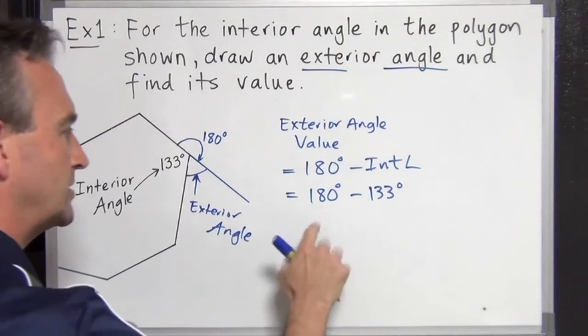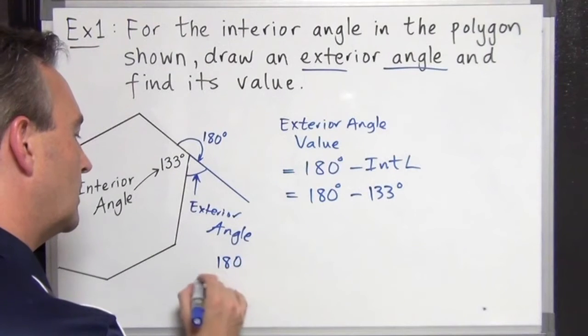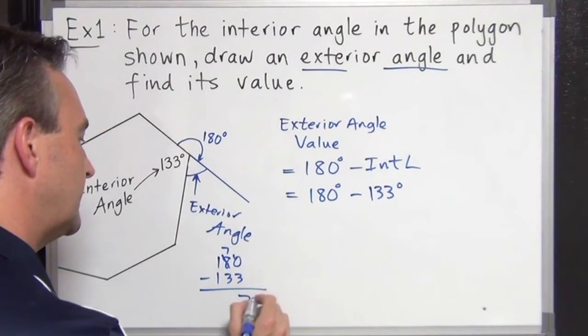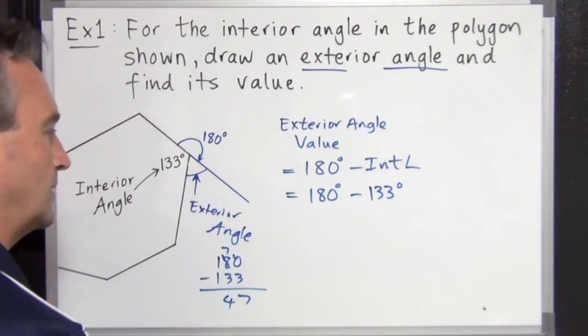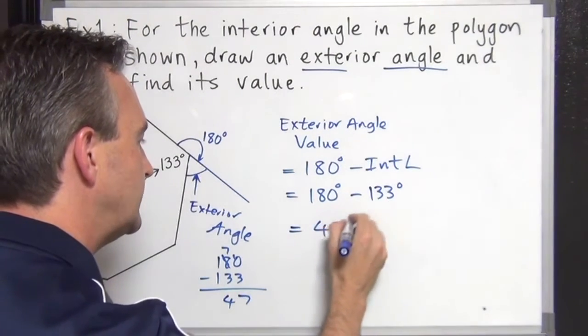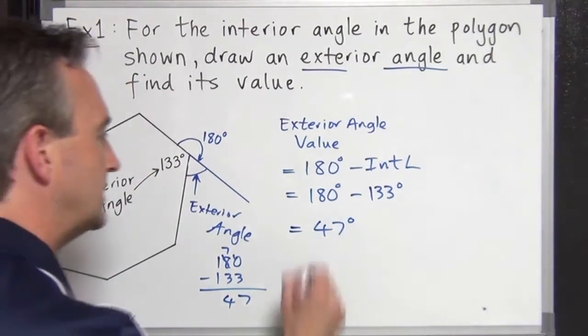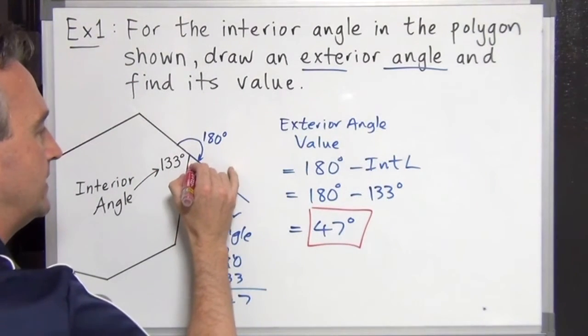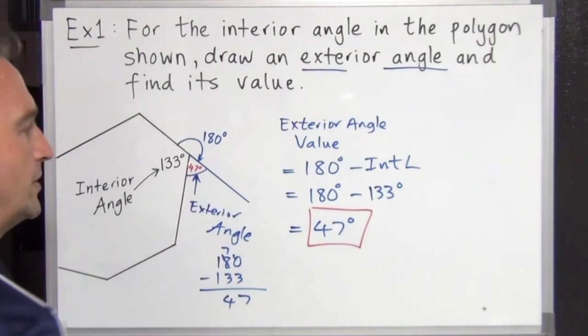And if we do this subtraction, 180 minus 133. 10 minus 7, 10 minus 3 is 7, 7 minus 3 is 4, 1 minus 1 is 0. We get 47 degrees as the value for our exterior angle. So this angle in here is 47 degrees.